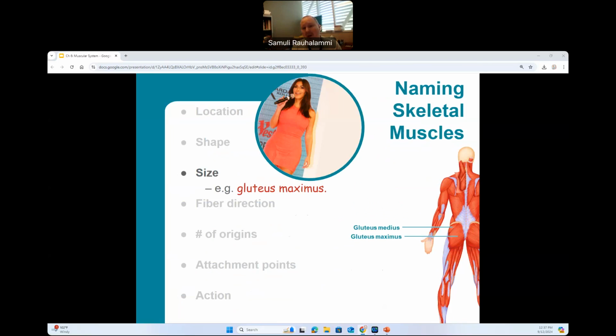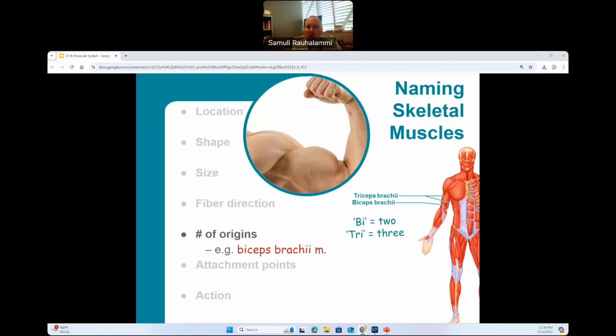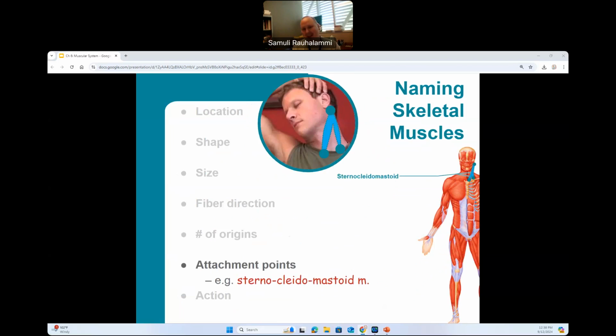Or we could talk about muscles that are either longus or brevis, so long or short. We can also look at the fiber direction. Rectus tells us that these fibers are running straight. Transversus tells us that they're at a transverse angle, and oblique that they're at an oblique angle. And we'll unpack this in just a second. We can also look at the number of heads. So bi means 2, tri means 3. For example, the biceps brachii muscle has 2 heads that we're going to pay attention to.